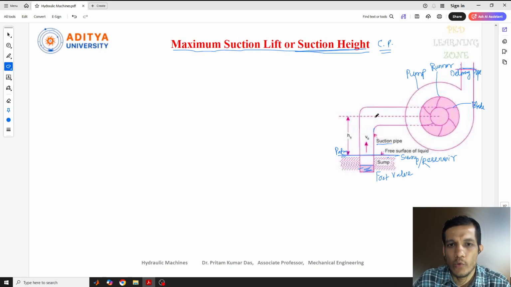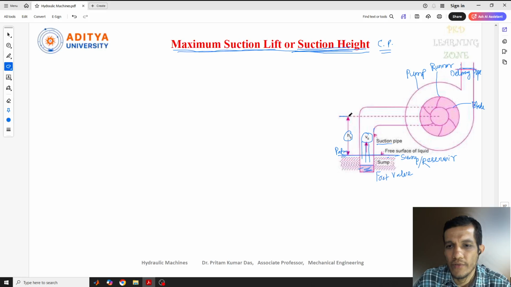So to identify the suction height, what should be the maximum suction lift? First we will consider the suction pipe. We won't discuss the delivery part here. In the suction part, the water will be lifted from the sump level through this suction pipe, and here it is Vs and this is Hs. Vs is the vacuum, or the suction pressure at this point.